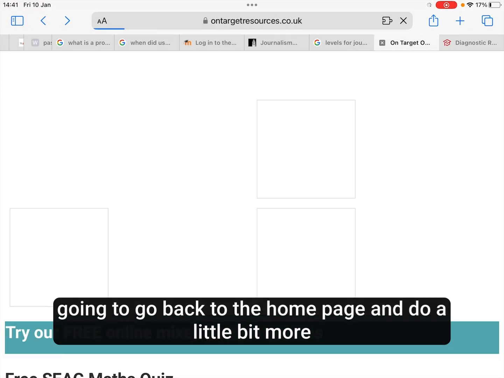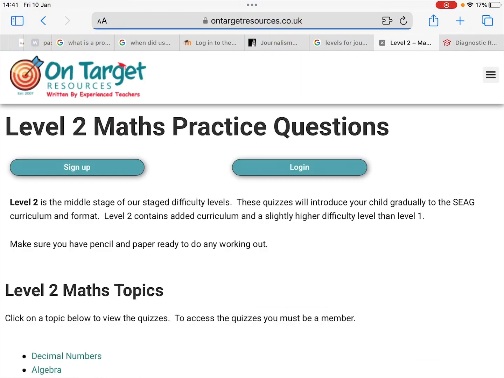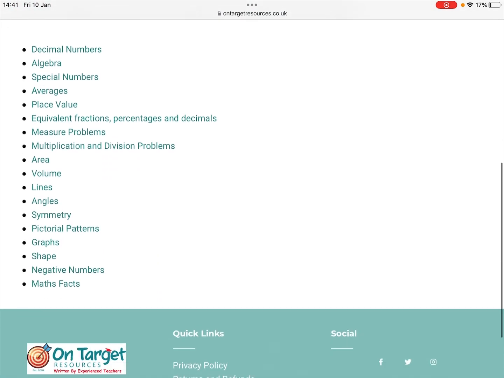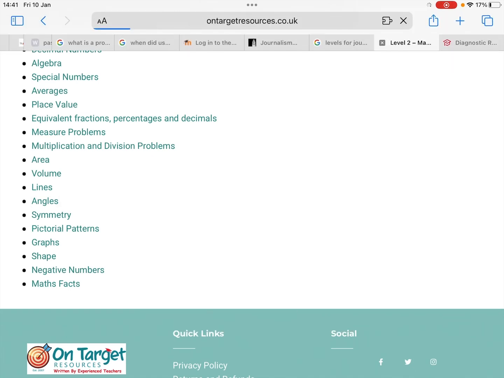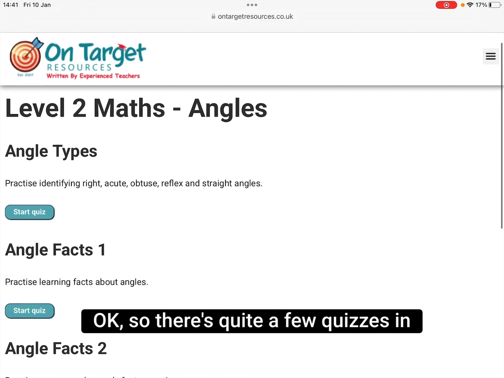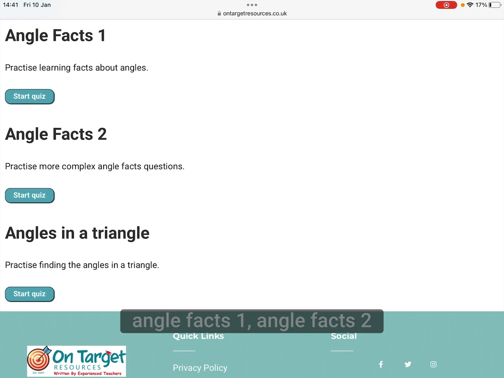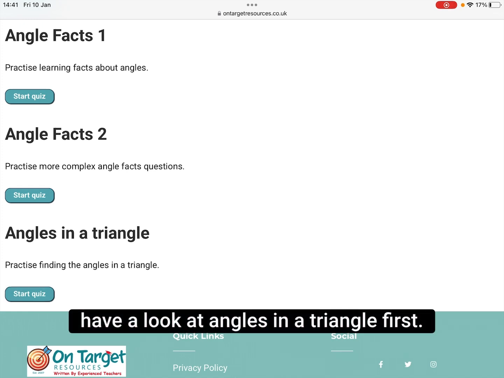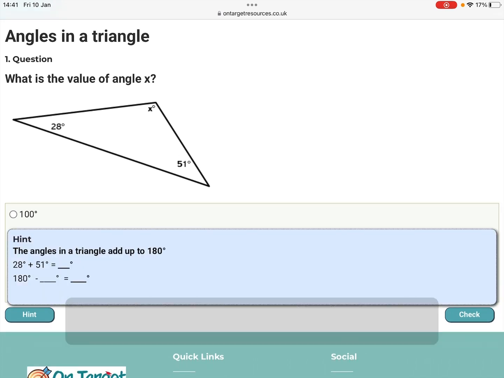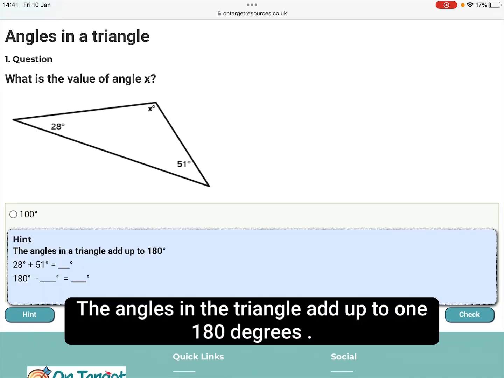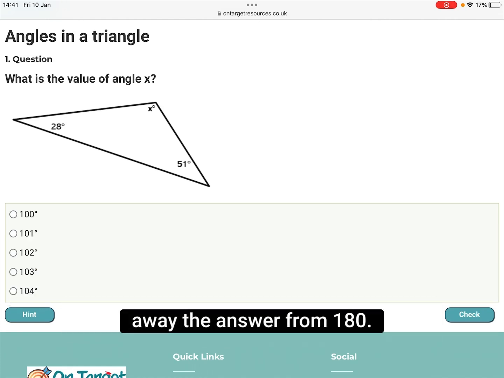We're going to go back to the home page and do a little bit more maths. Level 2 maths. Let's choose a topic. This time I think we will choose angles. There's quite a few quizzes in angles: angle types, angle facts 1, angle facts 2, and angles in a triangle. Let's have a look at angles in a triangle first. What's the value of x? If your child's not sure, click the hint. The angles in the triangle add up to 180, so we're adding together 28 and 51 and taking away the answer from 180.